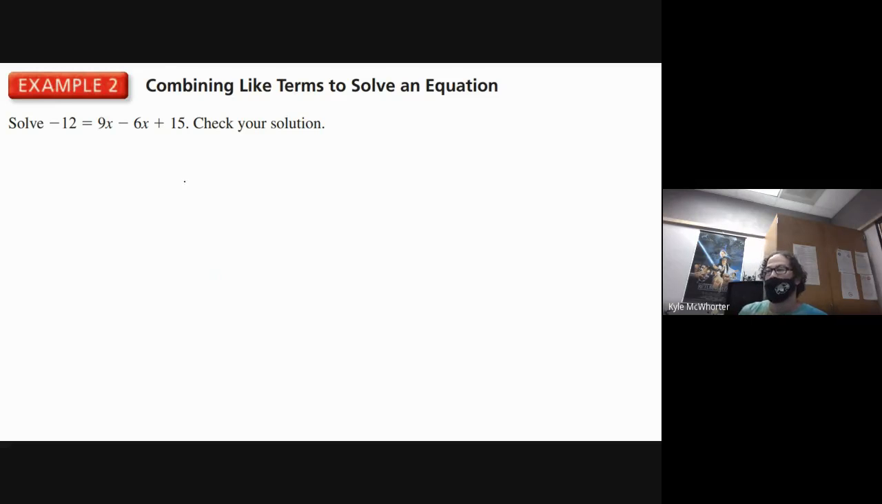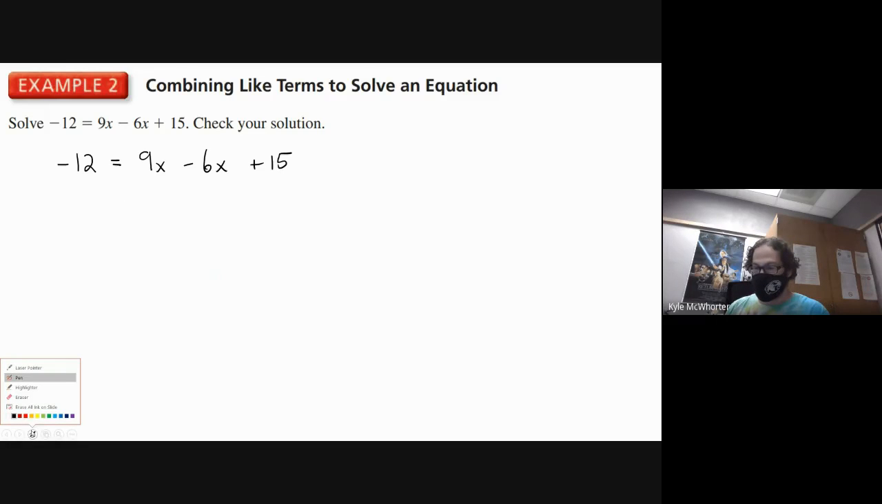Here's a fun one. This one is going to involve some combining like terms before we get to inverse operations. So we've got negative 12 equals 9x minus 6x plus 15. With multi-step equations, one thing I talked about in the last lesson was sometimes people will make this mistake. It's tempting to do something like, oh, minus 6x, I need to do plus 6x. And then you'll be like, okay, plus 6x here. What's wrong with doing this?